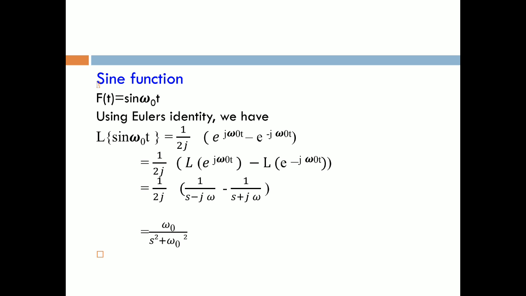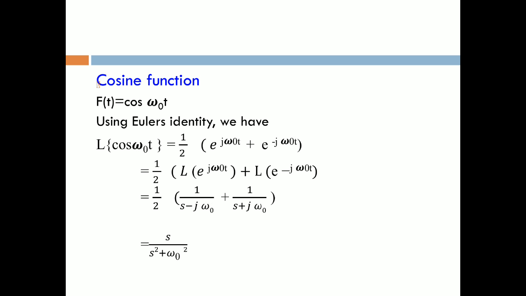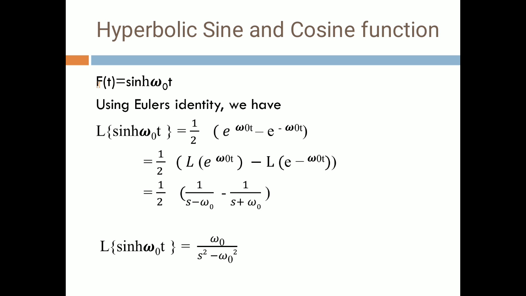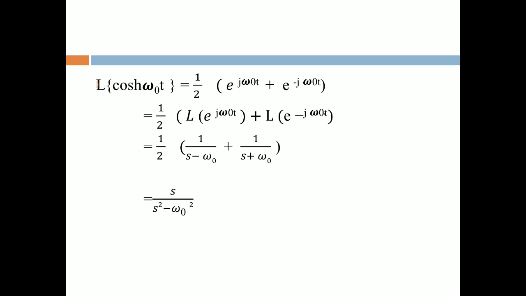So let us see sine function. Laplace transform of sine function is ω0 upon s square plus ω0 square, and cosine function is s upon s square plus ω0 square. But in hyperbolic function, the Laplace transform of sinh(ω0 t) is equal to ω0 upon s square minus ω0 square, and Laplace transform of cosh(ω0 t) is equal to s upon s square minus ω0 square.